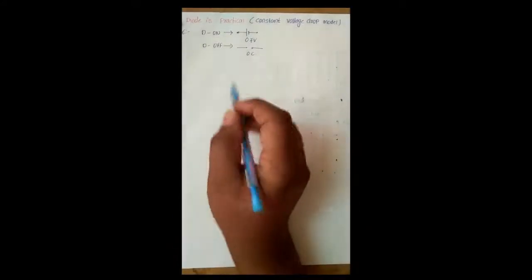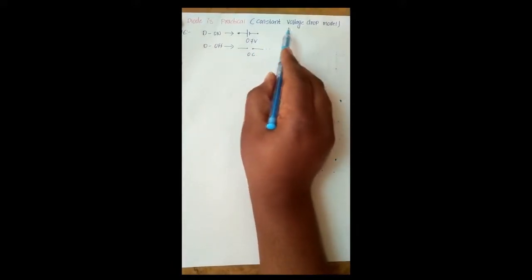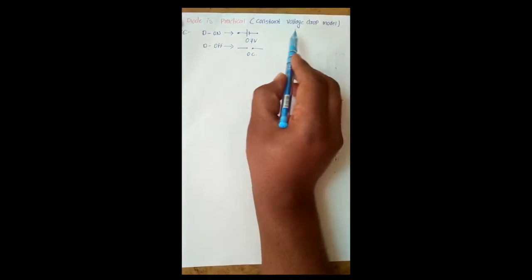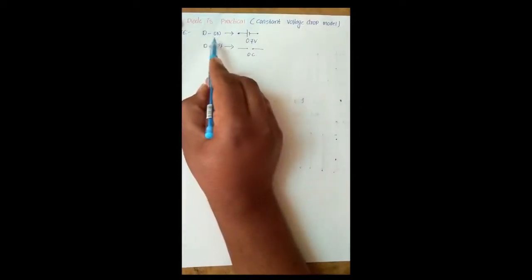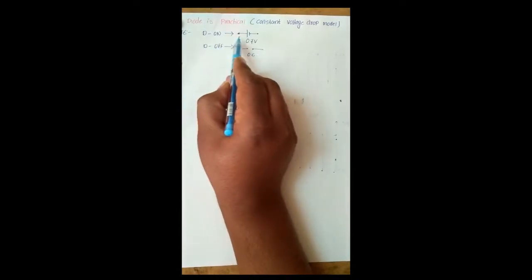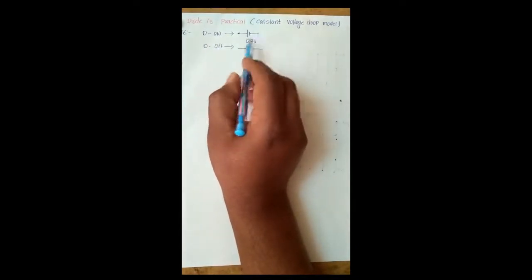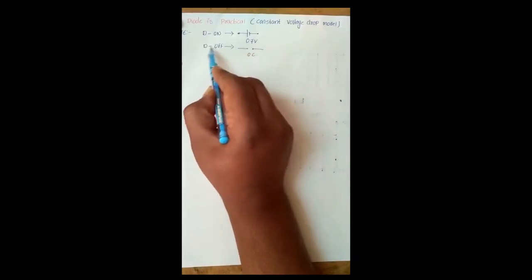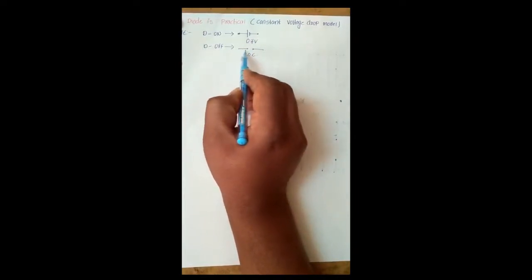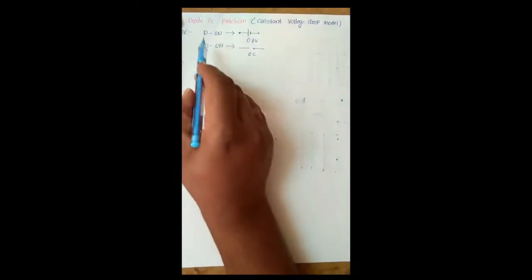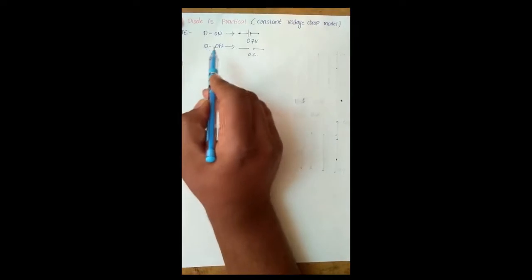This is also called the constant voltage drop model. In this model, when the diode is on, the diode is replaced by a constant voltage source. The cut-in voltage of the diode is 0.7 volts. When the diode is off, the diode is open circuited. Clear?